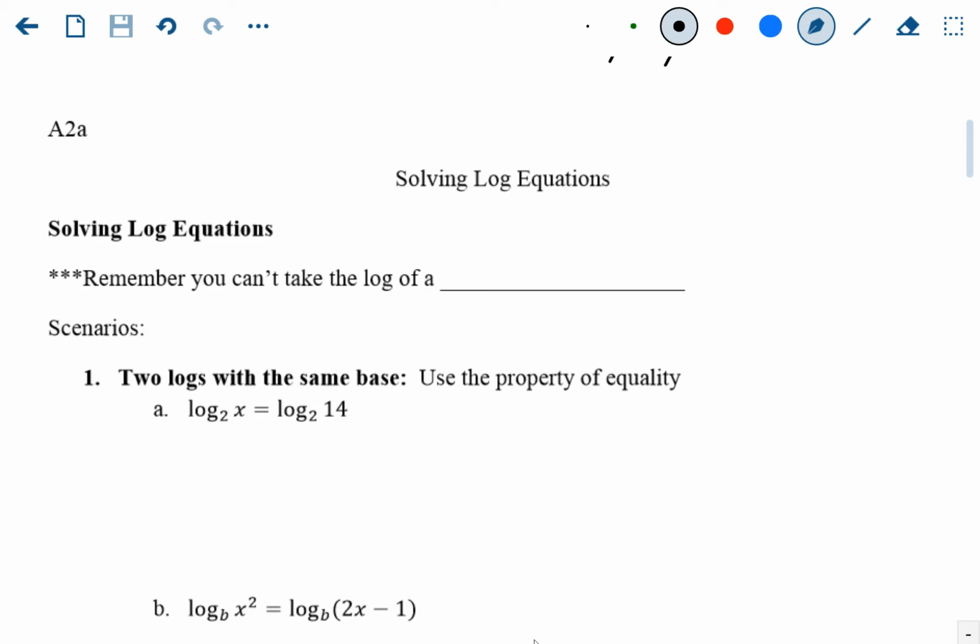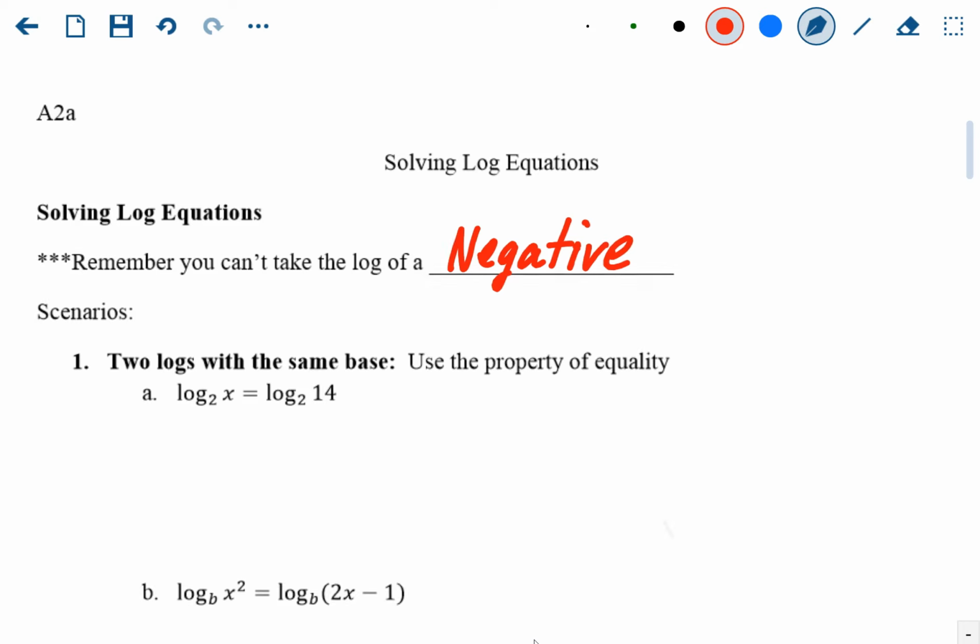The one thing you do want to remember for all of these, especially when you check your answers, is that you can't take the log of a negative. We've run into this a couple times where you do everything right, but then one of your answers doesn't work in the equation. So if we get anything that makes the input of our log negative, that's going to be an extraneous solution.